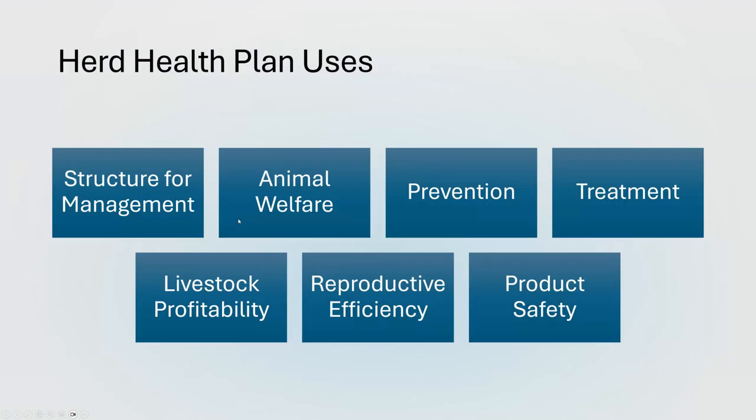Now, why a herd health plan to begin with? Well, it has many uses, and one of them is definitely structure for our management. A structure brings order to it, it brings predictability in case of an emergency or a weird scenario, and overall just brings efficiency to our herd management. It also helps with our animal welfare, it keeps them healthy, and just reduces the overall stress that could possibly be inflicted on them if we didn't have one.